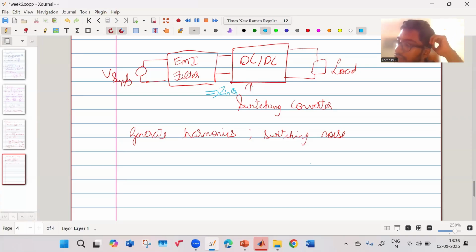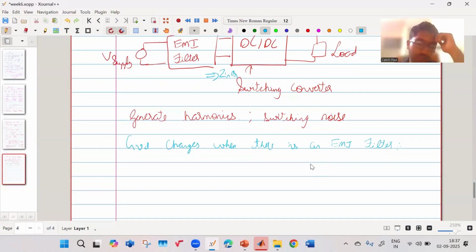Okay, and what happens is also your GVD changes when there is an EMI filter. And sir has told there is this Middlebrook theorem, which shows how we find the new GVD, or that is the extra element theorem. Okay, this is for your EMI filter.